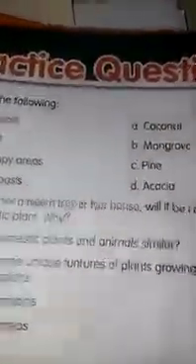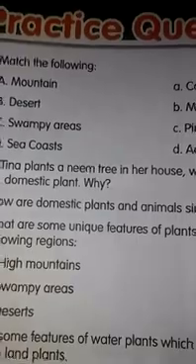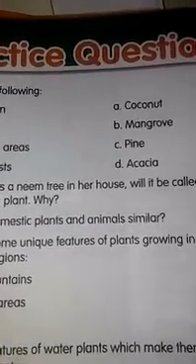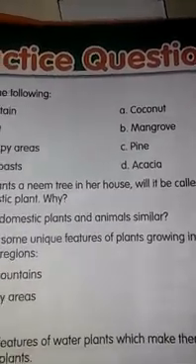Now you complete from your reader question number 4. What are some unique features of plants growing in the following regions? Mountains, swampy areas and deserts. Then you complete the workbook also. Page number 25, Plants on lands. Just you read and complete. View the video and complete carefully.